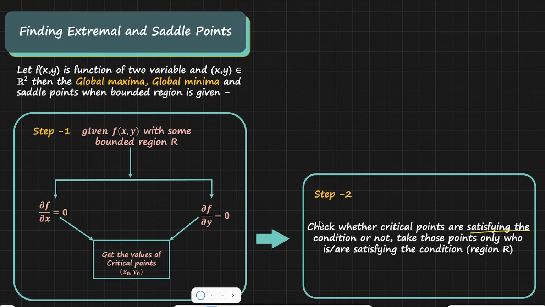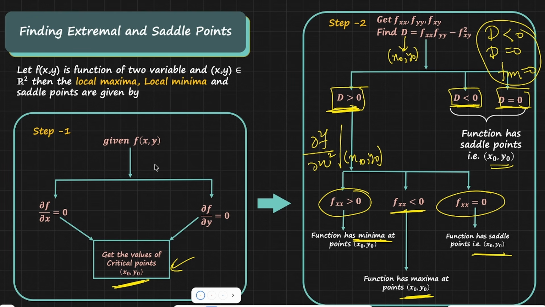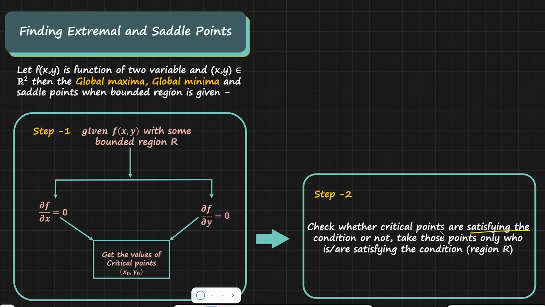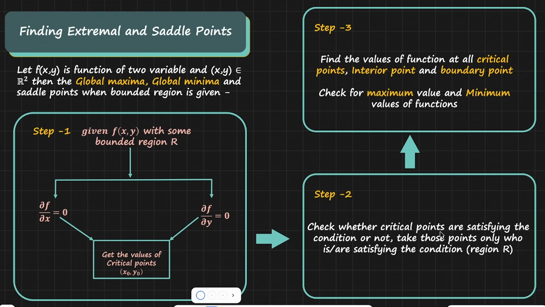It means in this case, with your question, they will give you some bounded region instead of a simple f of x. Here they will give you some bounded region, or you can say a constraint. So check whether that point satisfies it or not. If that point does not satisfy it, you remove that point. If they are satisfying, then go to step number 3.